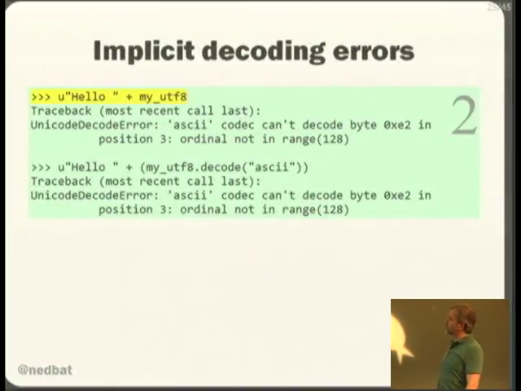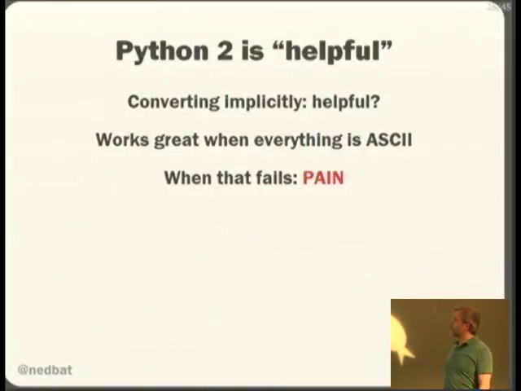You can also get errors when you're decoding. So if I try to add a Unicode string to my UTF-8 string, it will implicitly try to decode UTF-8 as ASCII, and it'll get the same error that we saw when we explicitly decoded it as ASCII. This is why you are feeling pain.